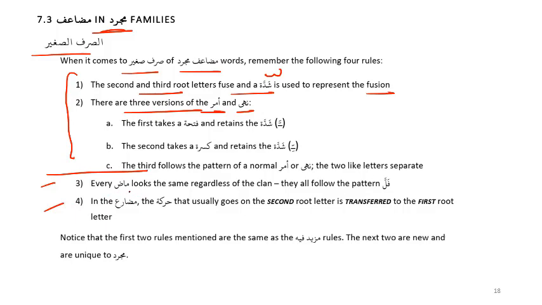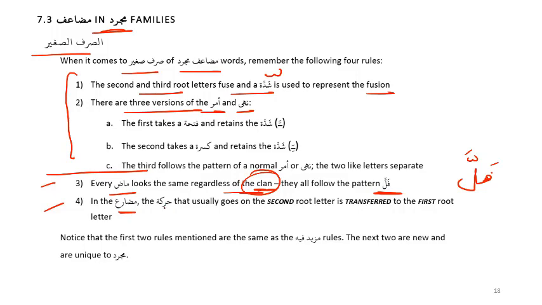Each mazi letter or word looks the same regardless of the clan. In the dream textbook, clan refers to the different babs within mujarrad. So fataha, like daraba, yadribu, karuma, yakrumu. So all those are different babs. In salasi mujarrad, the dream textbook refers to these different babs as clans, and mazid fi babs are referred to as families. So they all follow the pattern falla. Okay, so in the past tense, it's always falla, and we'll see examples.